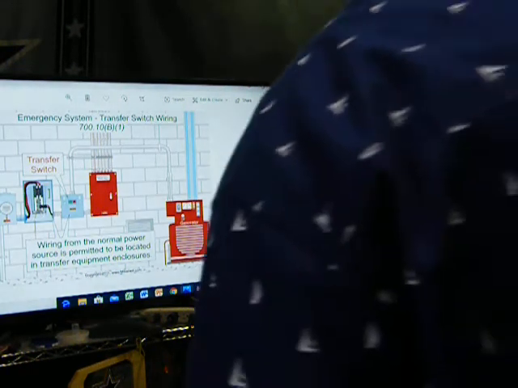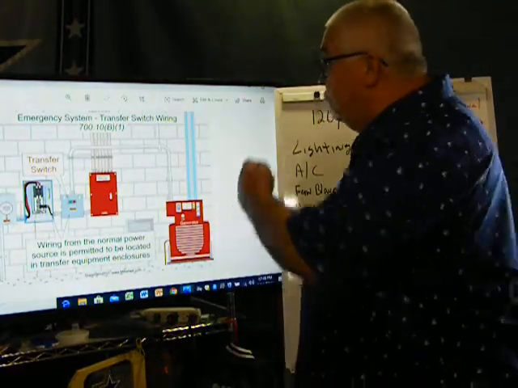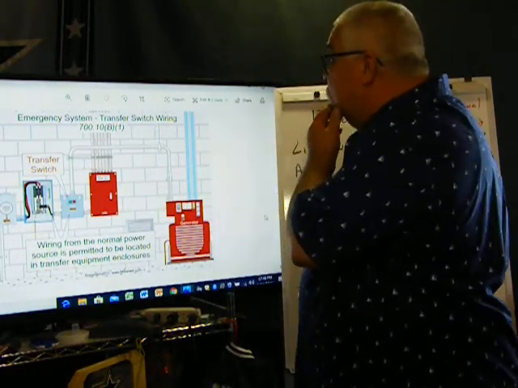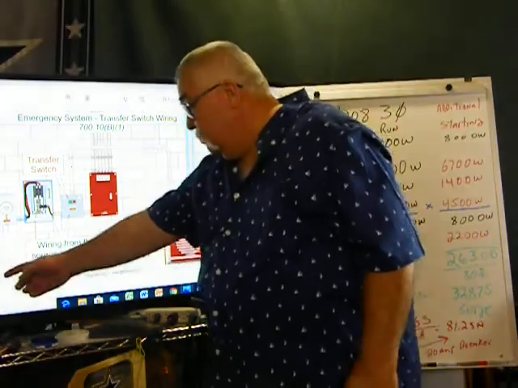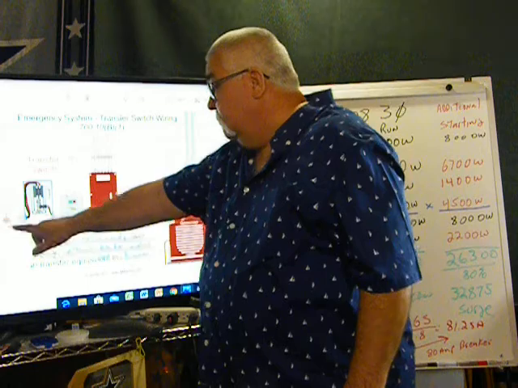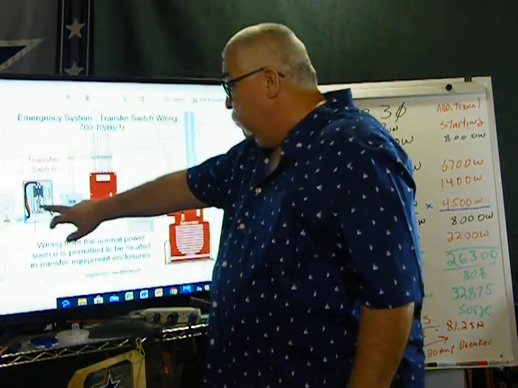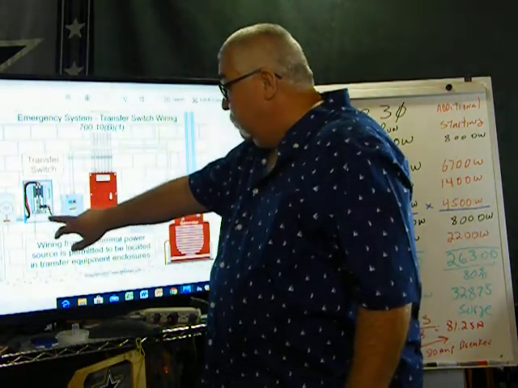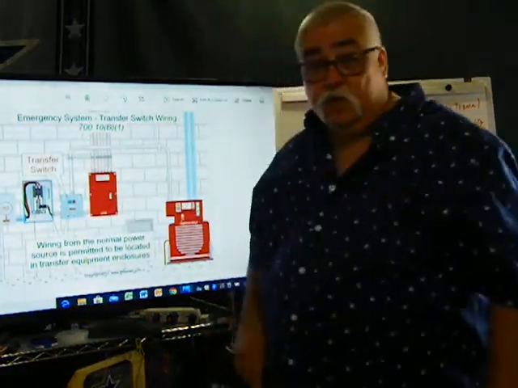Alright, we have a generator here. Here's a generator with transfer, 710 BU1. So we have our service that comes in off the utility. It's in the ground, comes across, feeds the main breaker. Off of here we have a separate panel, separate breaker that comes across, goes to the transfer switch, and it goes to the emergency generator.